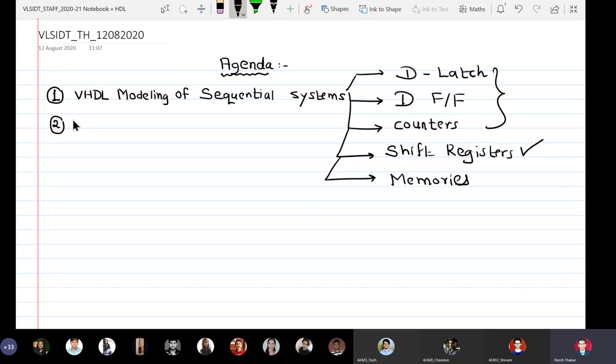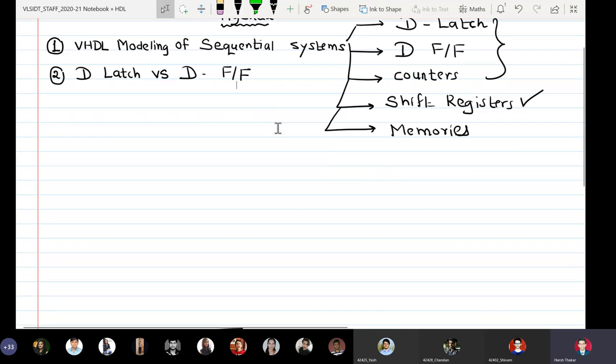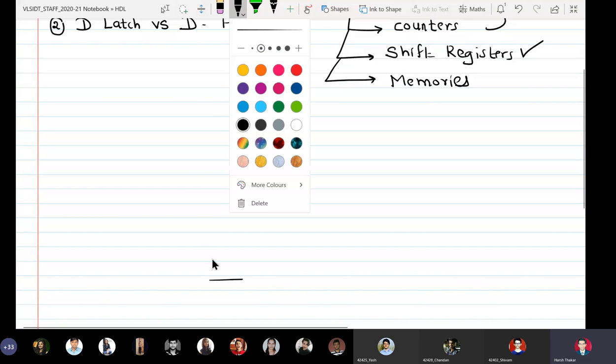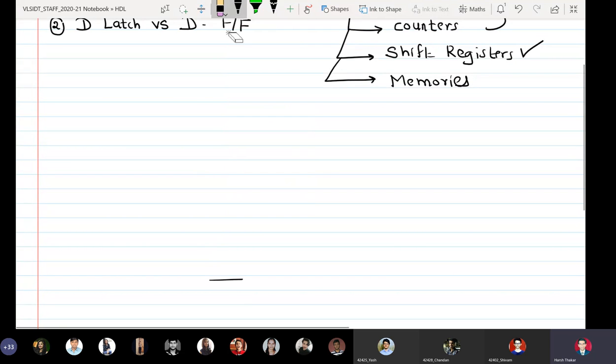Okay, so please read this very carefully. It's very important. Only if you know this difference can you actually write a VHDL model. My question to you is, what are the differences between a D latch and a D flip flop? Anybody apart from Yash and Chandan? Who can tell me this, D latch versus D flip flop? You have to tell me the differences based on the block diagrams, the functionality and the waveforms.